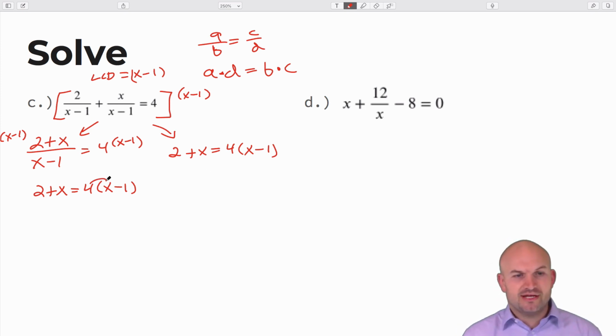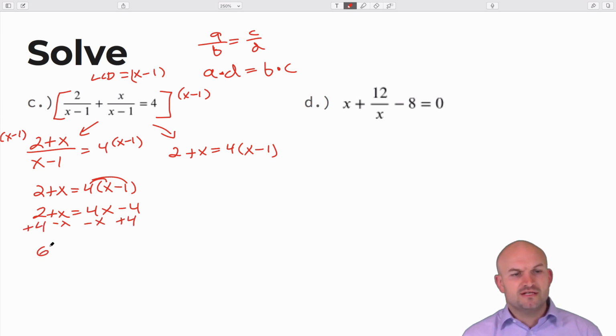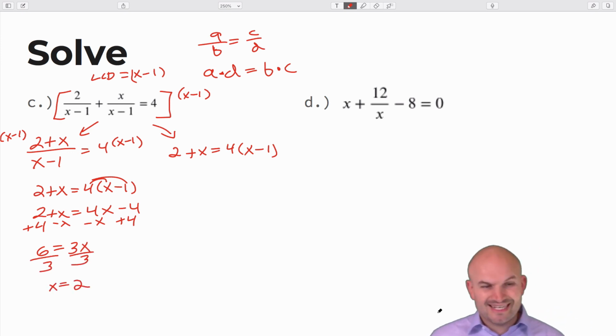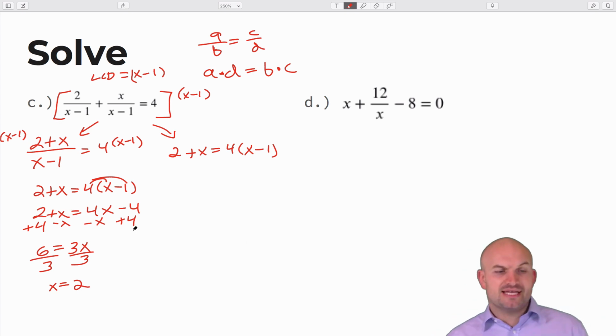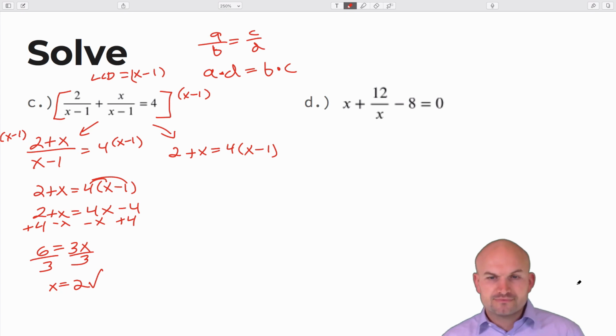So now let's just go ahead and distribute here. Then let's get the x's to the same side and get the numbers to the same side. So 6 equals 3x, divide by 3, and we get x is equal to 2. Plug that back in, and we can see that that is not extraneous, so we're all good.